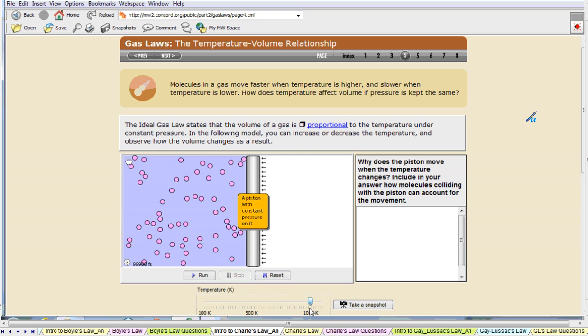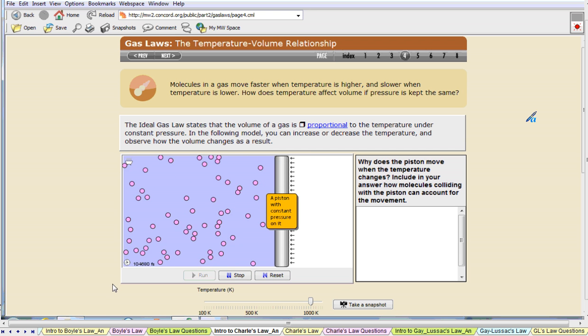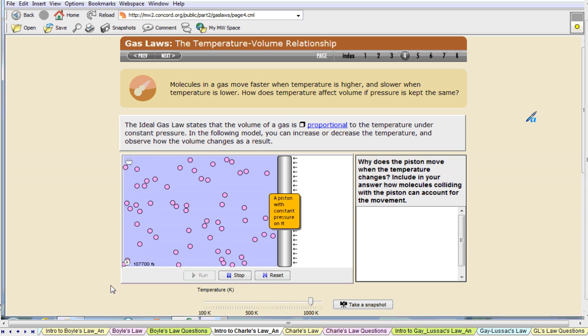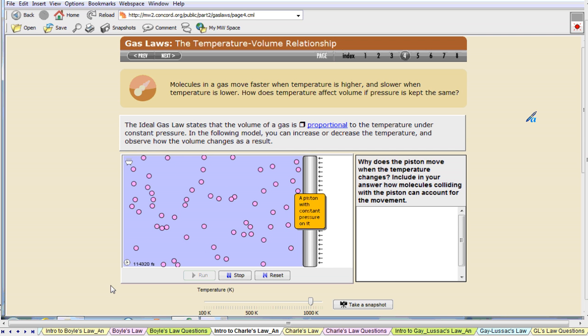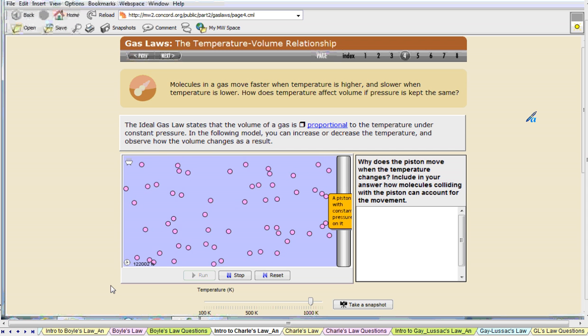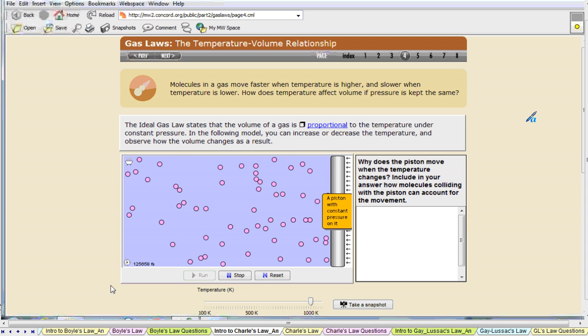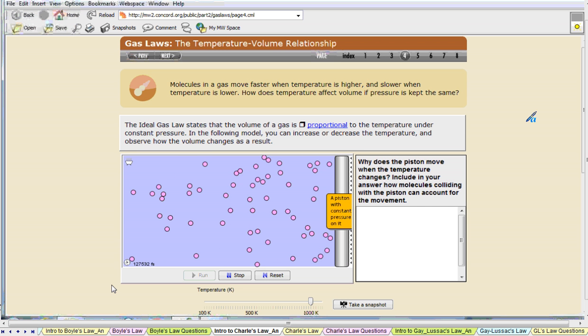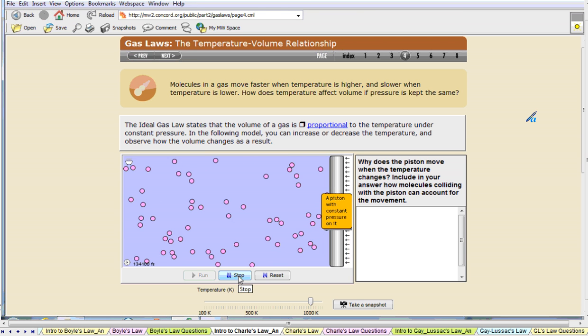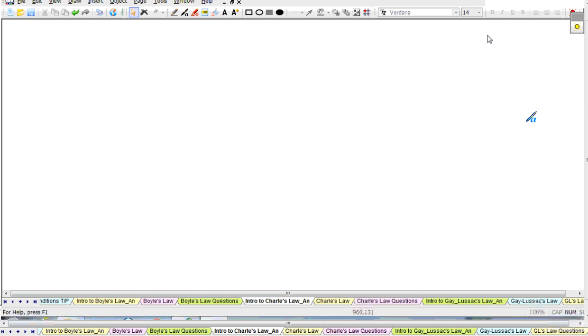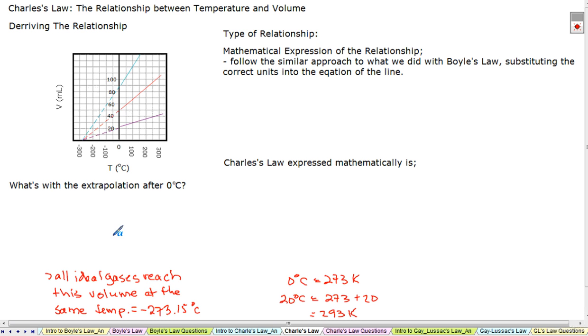If particles are moving faster, they want to take up more space and create more space between them. And so we can see that every time we increase the temperature and we run the simulation, the volume increases. The way to keep a constant pressure is to increase the volume, because the particles now are hitting the piston with much stronger collisions, and they would be applying pressure to that.